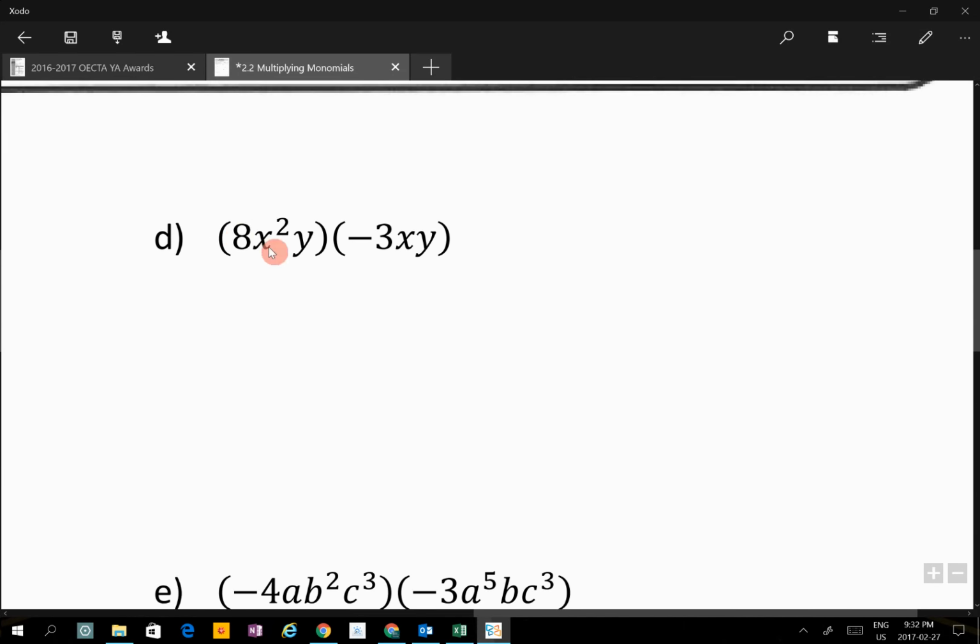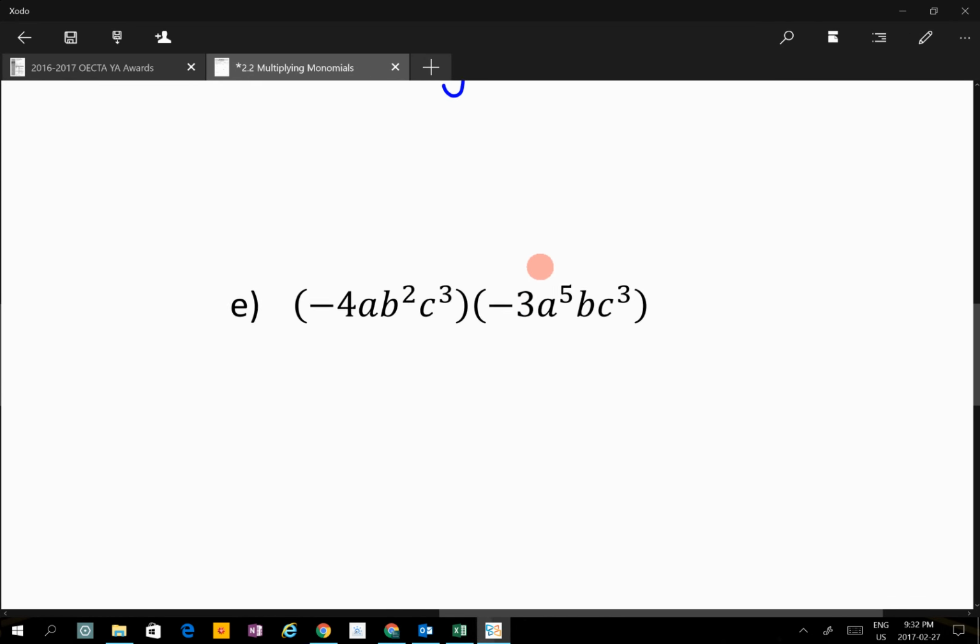Part D. Let's move up here. Part D. 8x squared times y times negative 3xy. So 8 times negative 3 is negative 24. Multiply the x squared with the other x here. So this x is an invisible exponent of 1. So 1 plus 2, product rule says I have here x to the exponent 3. Multiply the y times y, I get y squared. Again, invisible exponents of 1 each. So I add those exponents together and I get 2.